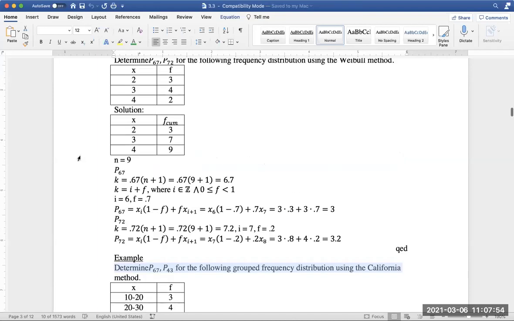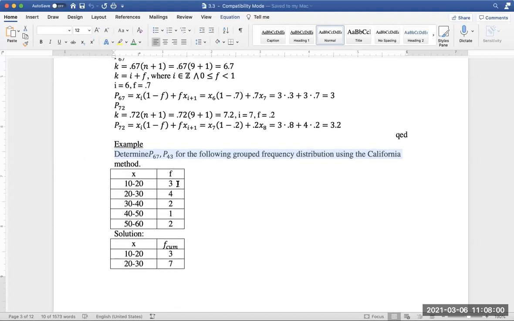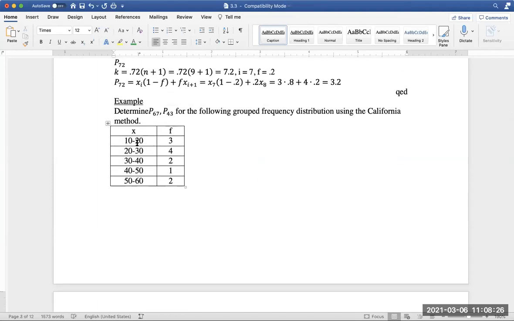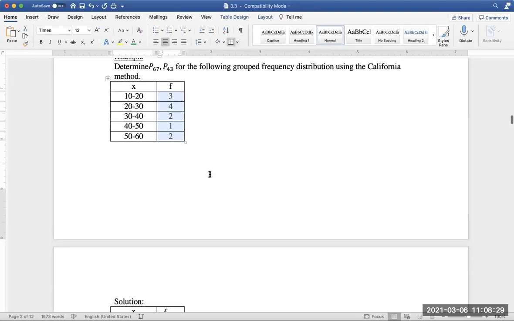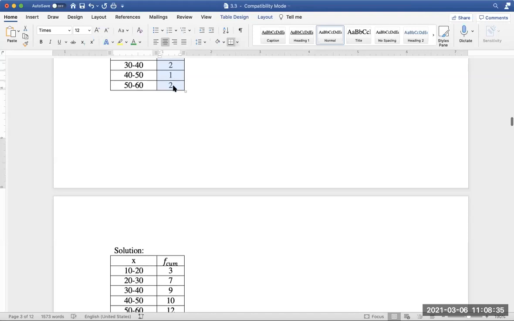Let's do, oh, it's not quite the same numbers. It's not the same distribution, so it doesn't matter. Let's do the 67th and 73rd. Oh, and it's a grouped frequency distribution. Let's do the 67th and 73rd percentile for the following grouped frequency distribution using the California method. So first, I'm going to have to find the cumulative frequencies. So 3 plus 4 is 7, plus 2 is 9, plus 1 is 10, plus 2 is 12.